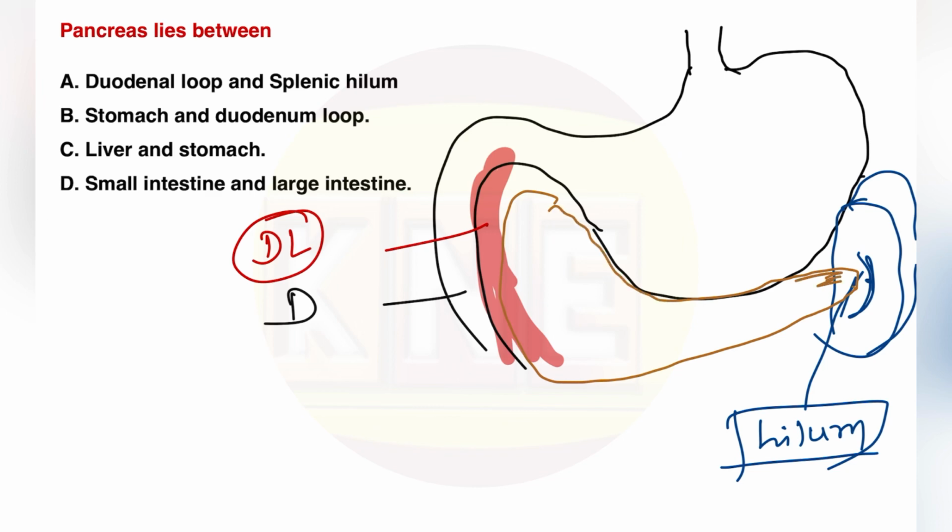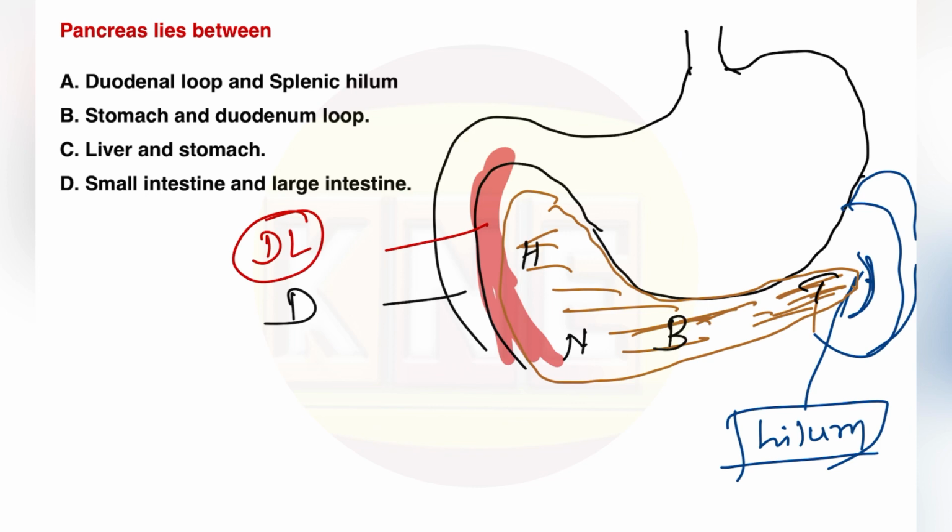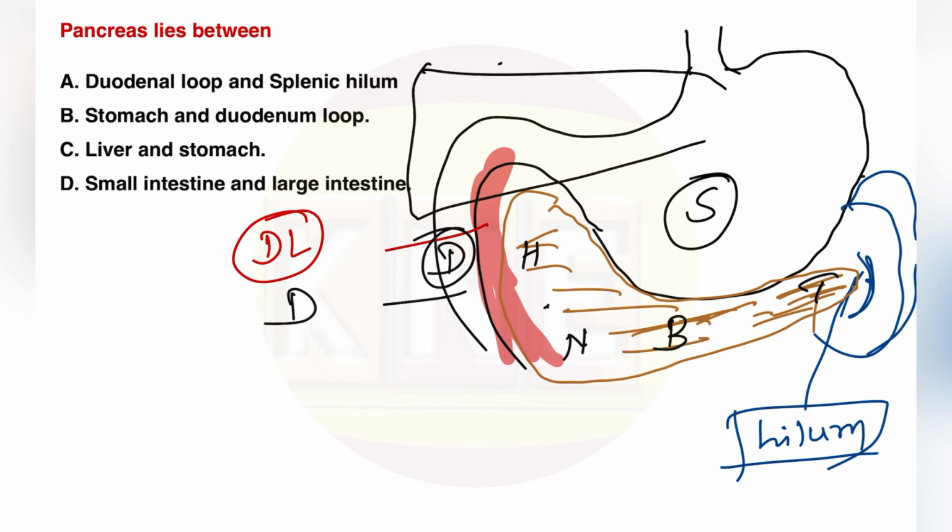So the tail of the pancreas is present over there. This is the tail, this is the body, this is the head, and this is the neck. The pancreas is present in the posterior aspect, and the stomach is present in the anterior aspect. The duodenum is also present in the anterior aspect, and the liver is present anterior to the stomach, the pancreas, the duodenum, everything. You understood this one. Okay, we'll move to the next.